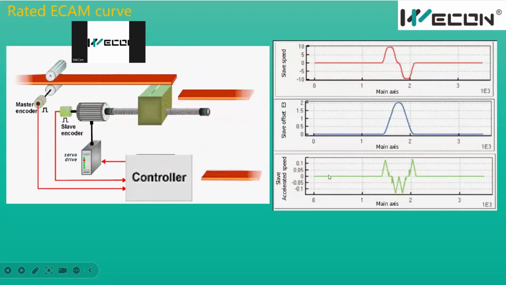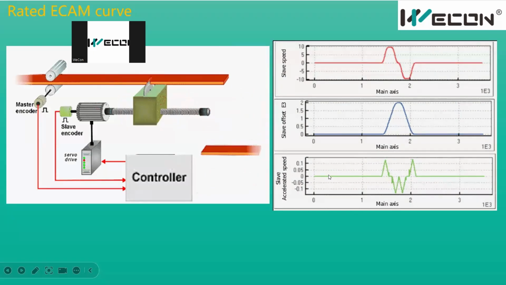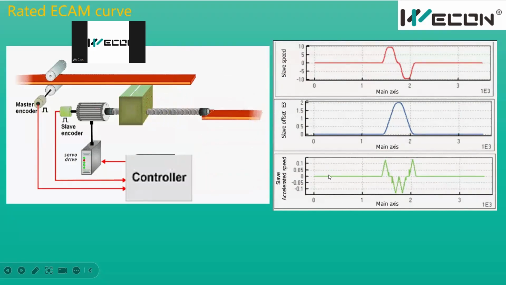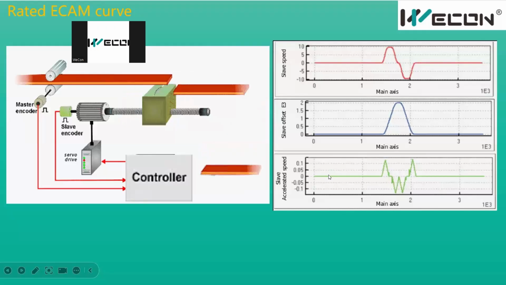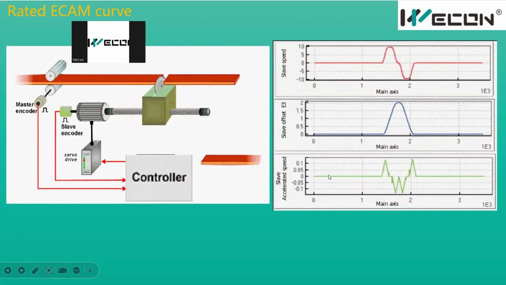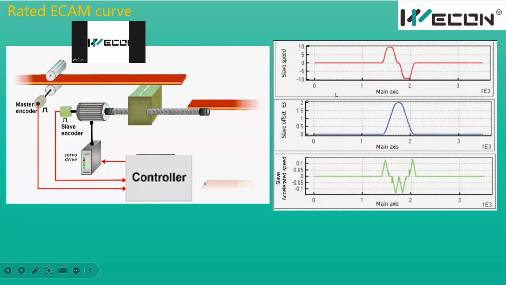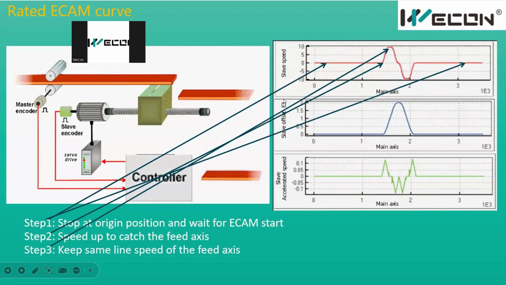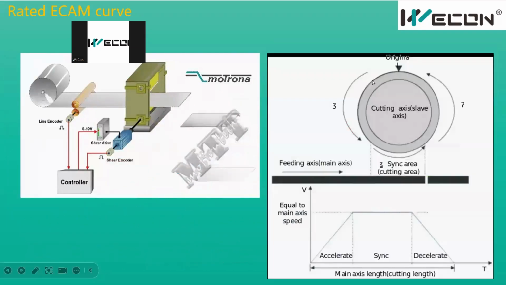Slave length, 10,000 pulses. Yes, for our servo the default PPR is 10,000. So for example, if you use our servo as the slave axis and didn't change the parameter, then the slave length is 10,000 pulses.